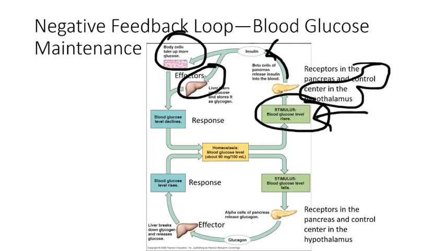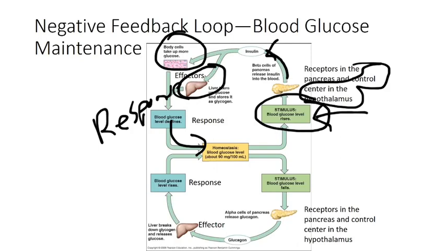So the response of the liver to that signal is to take glucose out of the blood and store it as a large polysaccharide called glycogen. Body cells, muscle cells might also do that as well. So the liver and the body cells, maybe muscle cells, those are the effectors. And the response is that because glucose is being taken out of the blood and stored in another form, blood glucose declines. That's our response. And it declines and goes back toward that normal set point range, homeostasis.